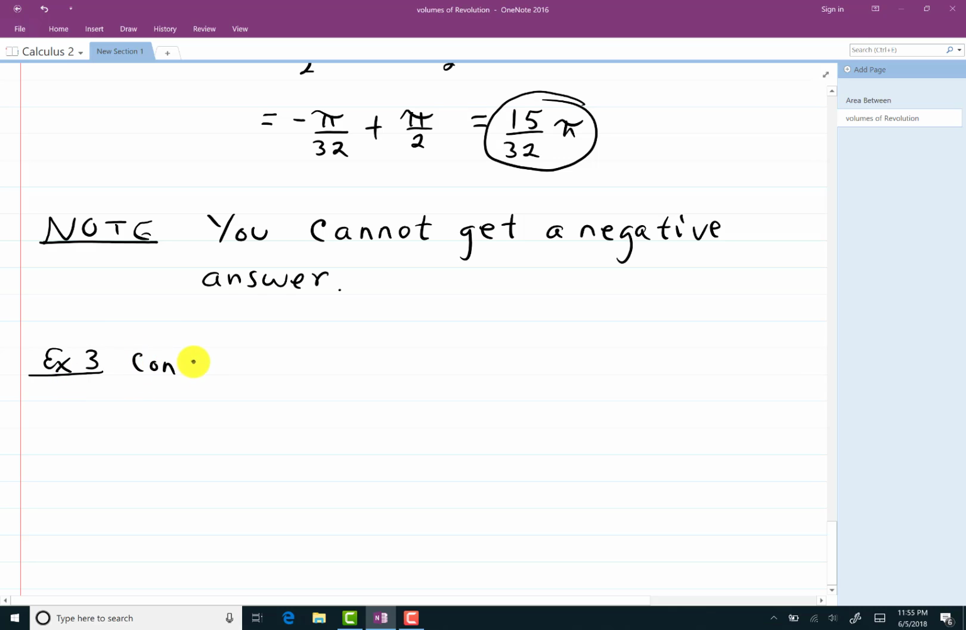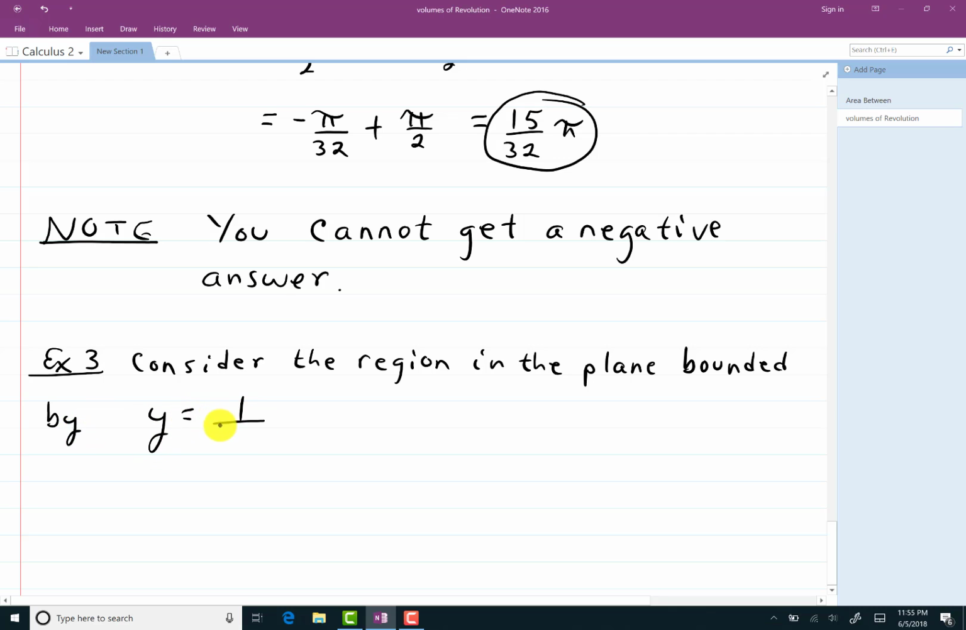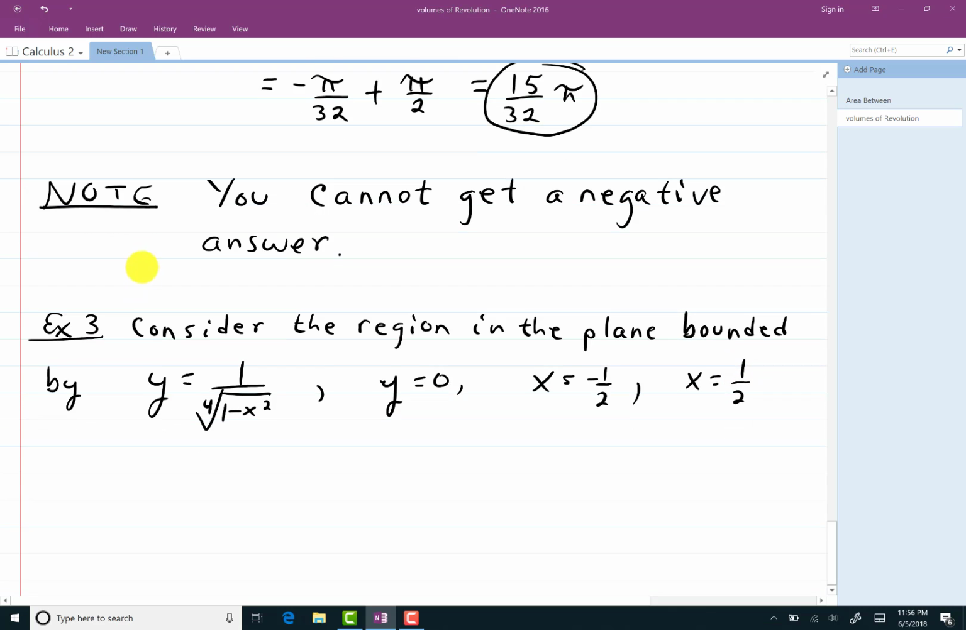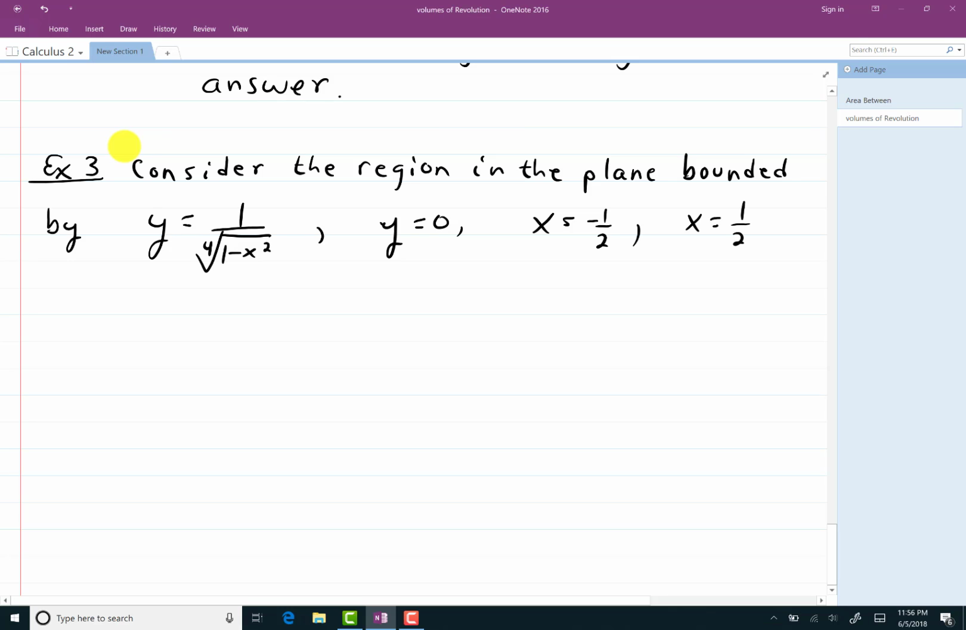Consider the region in the plane bounded by y equals 1 over the 4th root of 1 minus x squared, y equals 0, x equals negative 1/2, x equals 1/2. I'm going to draw it.